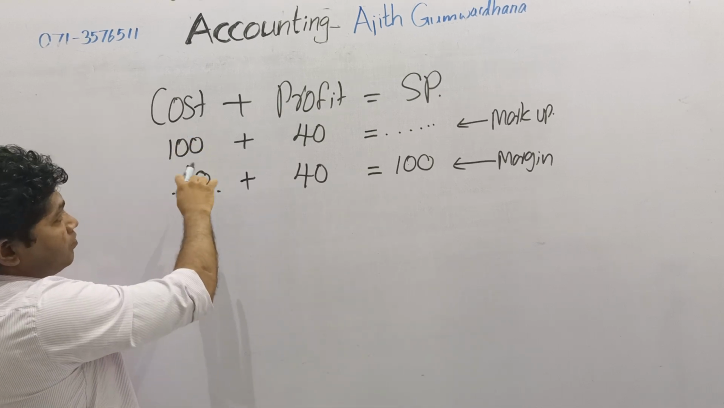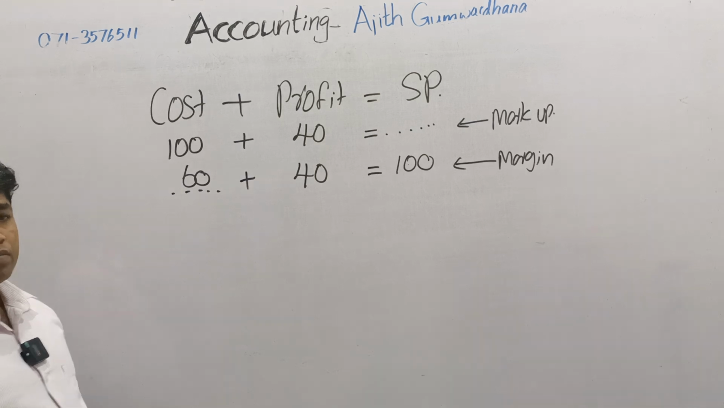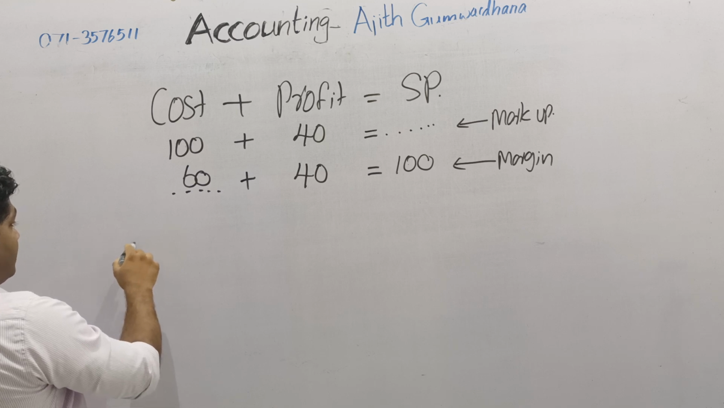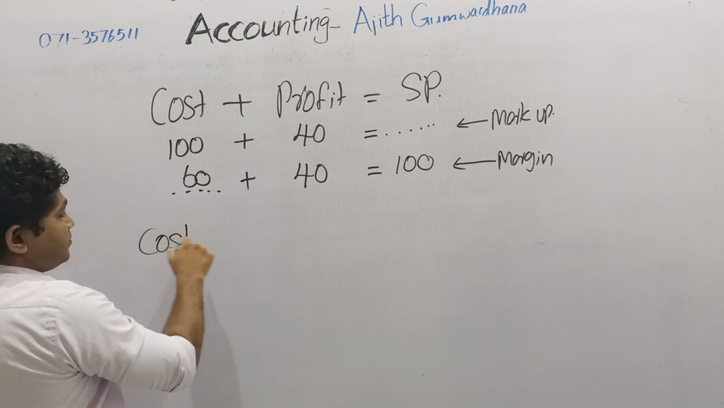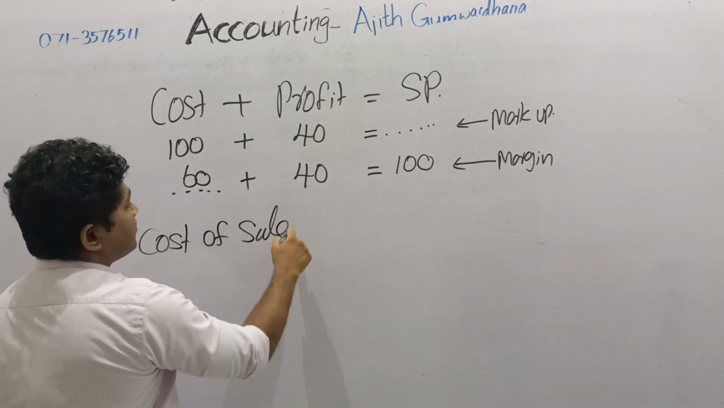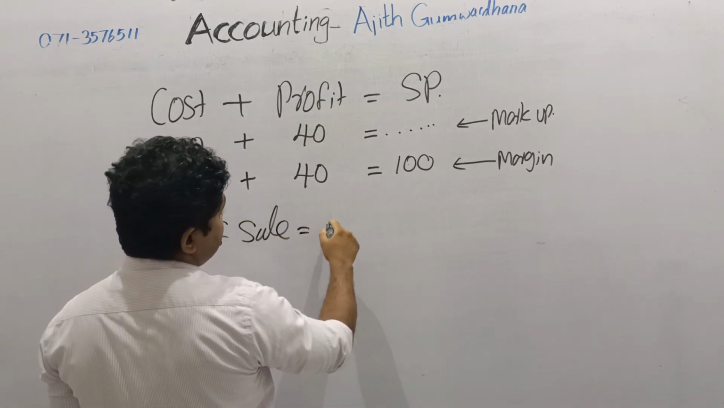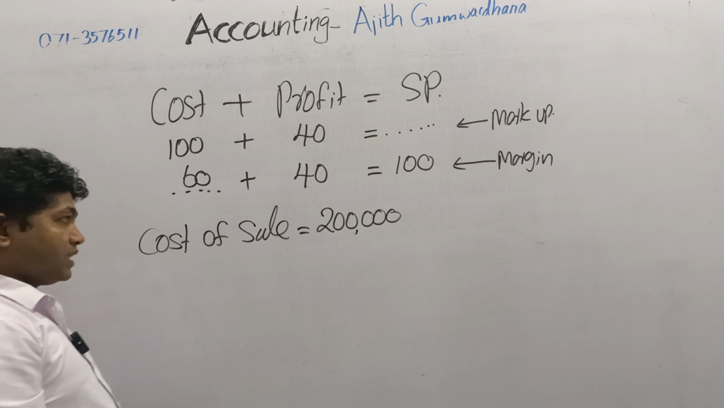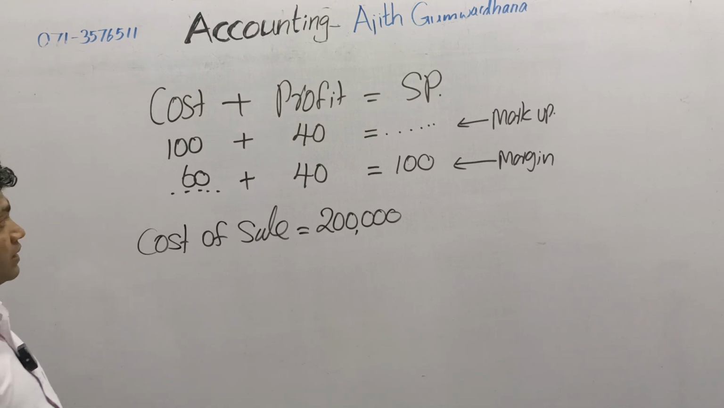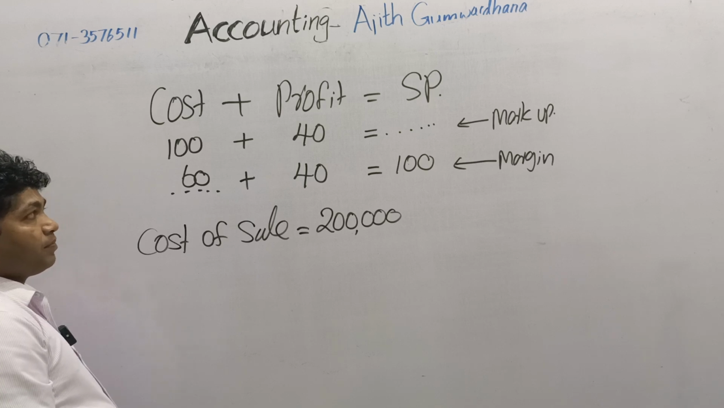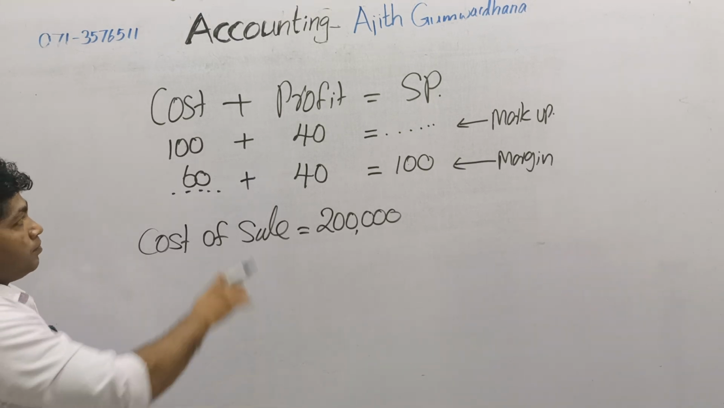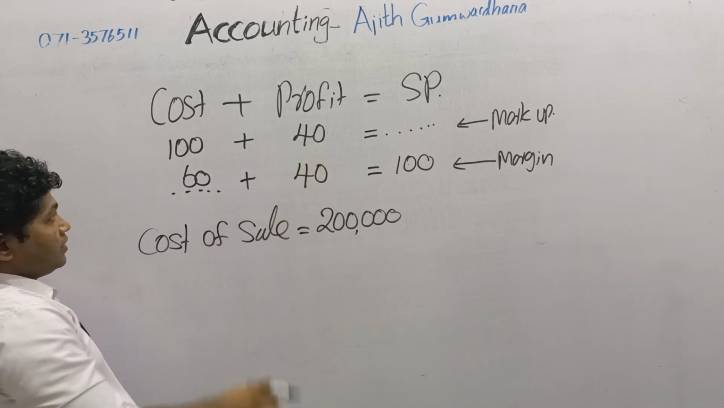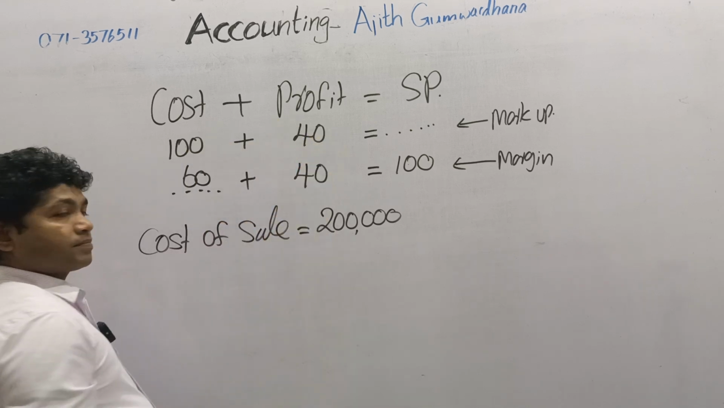Think of an example: cost of sales equals 200,000. Cost value, cost of sales equals 200,000. Think profit markup equals 40%. Given profit markup of 40% and cost of sales, cost value equal to 1000, then you can calculate profit and selling price.